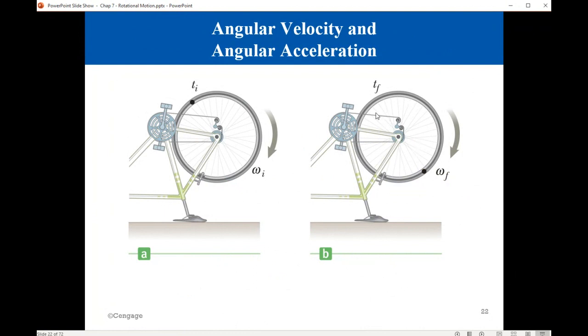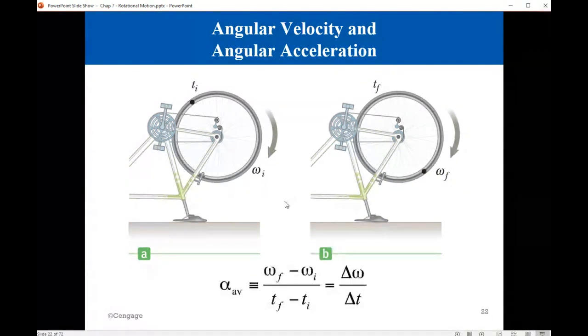Whenever you have a rotating object like this wheel here, as you change the angular velocity from some initial value omega i at initial time ti to some final value omega f at some final time tf, then we can calculate the average angular acceleration. It is the change in the angular velocity per unit time. The change in the angular velocity, omega f minus omega i.